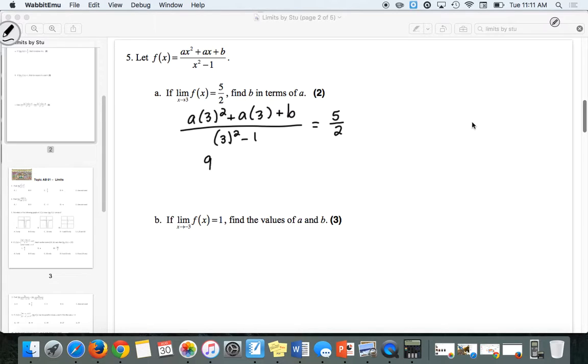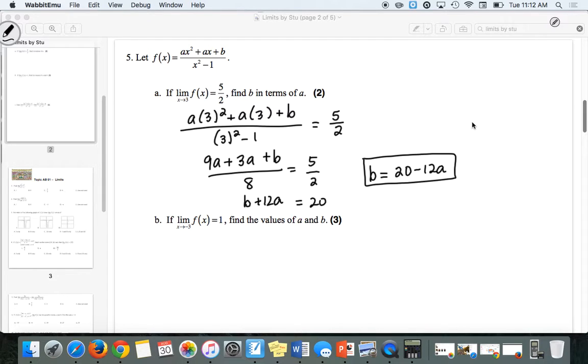So we end up getting 9a plus 3a plus b all over 8 equals 5 over 2. Multiply the 8 over, so we get 20 on the right side. And we have b plus 12a. And it says find b in terms of a. This is just like saying find y in terms of x, right? Solve for y in terms of x. It means get the y by itself. So in this case, we're getting the b by itself. So your b equals 20 minus 12a. That should be your answer. So a is still in your answer.